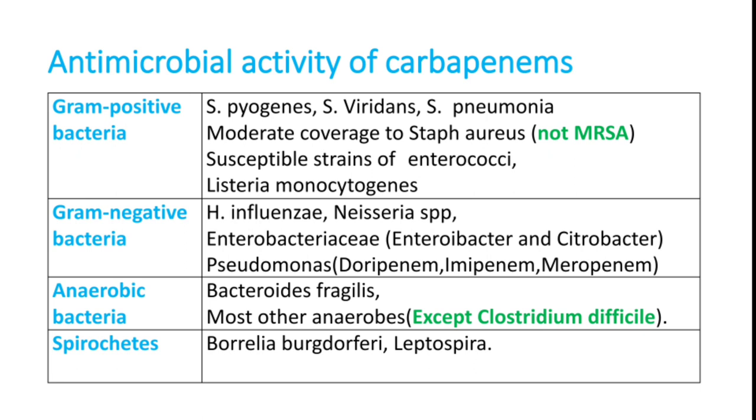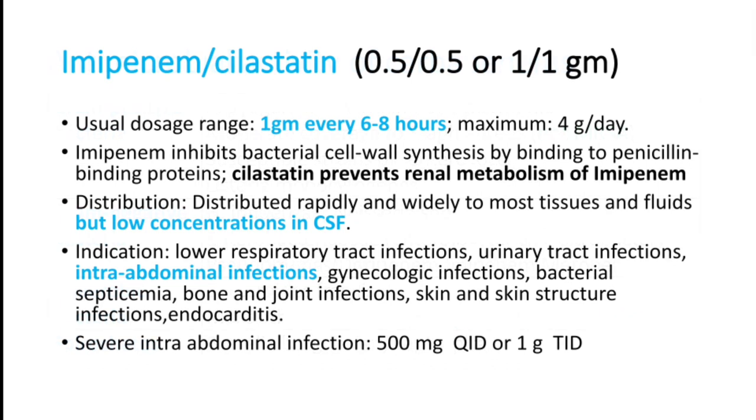Now we'll see the imipenem cilastatin. It is available in 0.5/0.5 or 1/1. It is a combination of imipenem with cilastatin. Usual dose is 1 gram every 6 to 8 hours. Maximum dose that can be given is 4 gram per day. Why cilastatin is added with imipenem is that it prevents the renal metabolism of imipenem, so you can get a longer duration of action for this antibiotic.